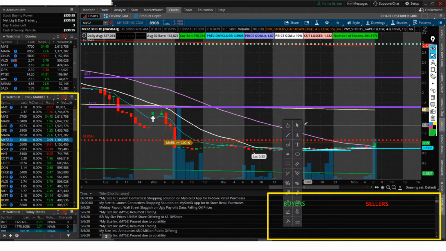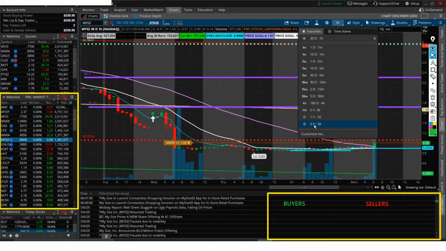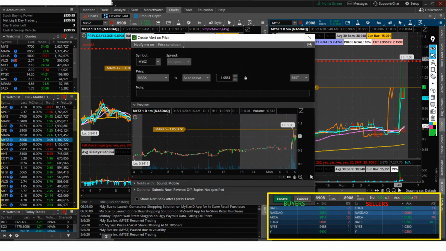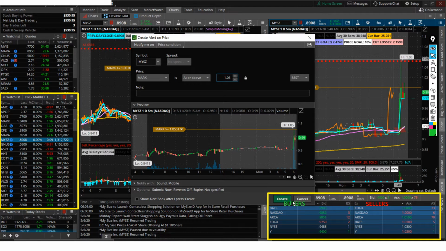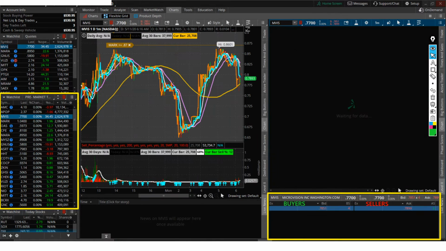Okay, so resistance right here, dollar. Let's go back to 1 day. Average volume is 500,000. Pre-market volume 1.3 million, and it definitely has some good news. So this is one that I'm definitely going to watch. I'm going to create an alert over here at $1.06 because this one definitely has a huge potential, especially with the buyout.